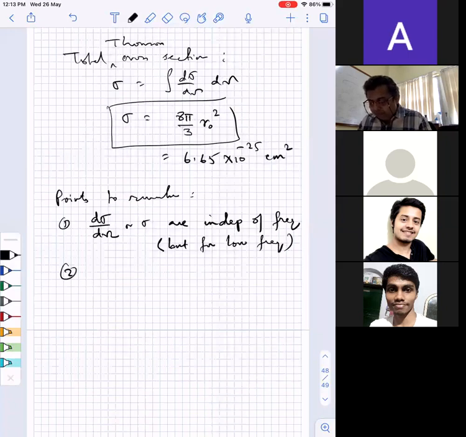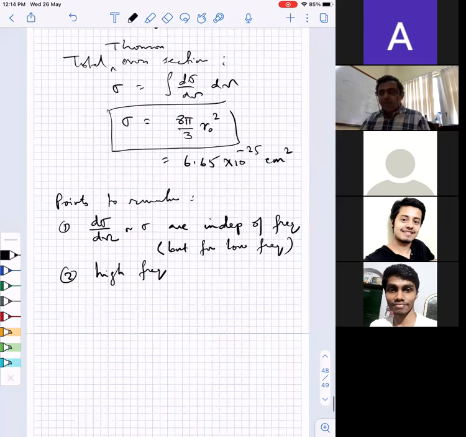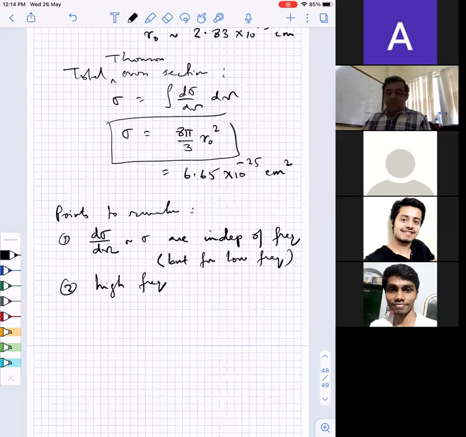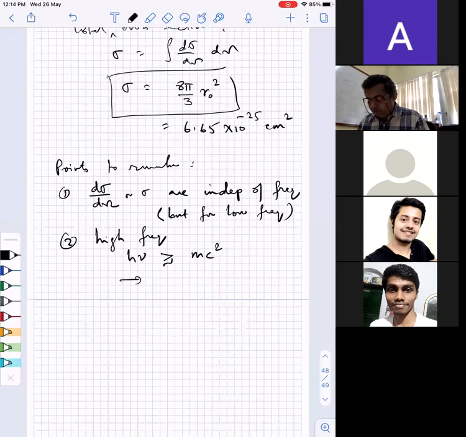Because if you go to high frequency, then the energy of the photon itself can be equal or more than the energy of the electrons. So then this kind of treatment will not hold. This is a classical treatment. So at high frequency, your h nu can be greater than or equal to mc squared, and so we have to do a QM treatment.